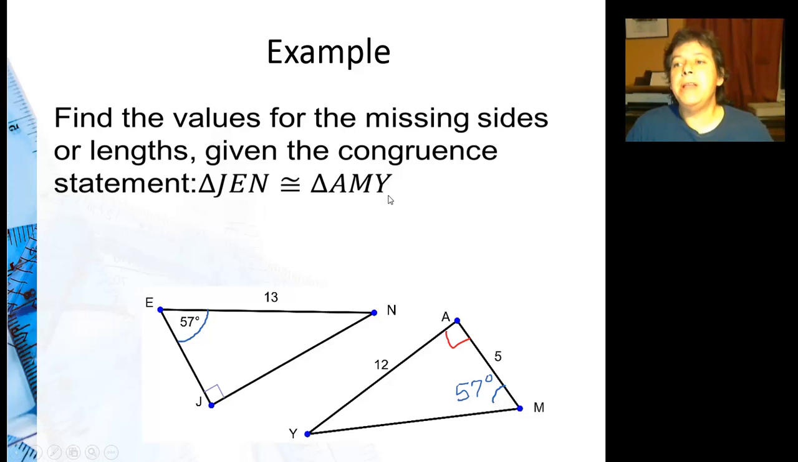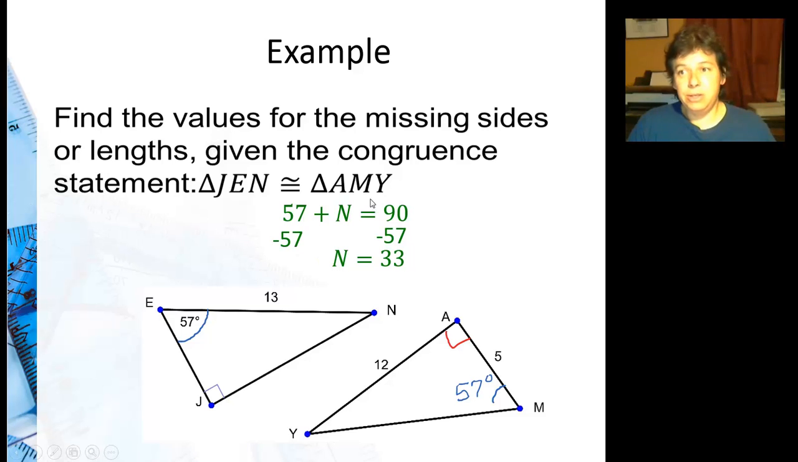Then I know N goes with Y, but I don't know the angle measures yet. But I do know this is a right triangle, and 57 and this angle are complementary. They have to add up to 90. So I set up 57 plus N is 90 and solve it, and I get 33 degrees. So these two angles are congruent, and they both measure 33 degrees.